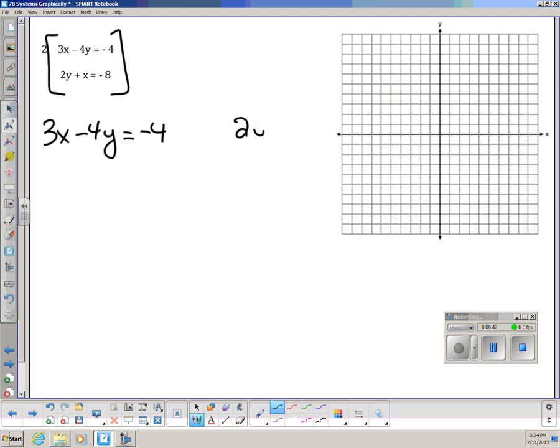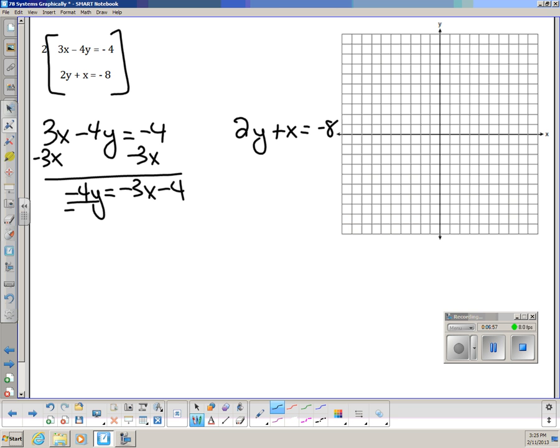And I have 2y plus x equals negative 8. And in order to graph these, we want to solve for y. So in the first example, I'll subtract 3x from both sides. I'll get negative 4y equals negative 3x minus 4. Divide by negative 4 everywhere. And so y equals 3/4 x plus 1.